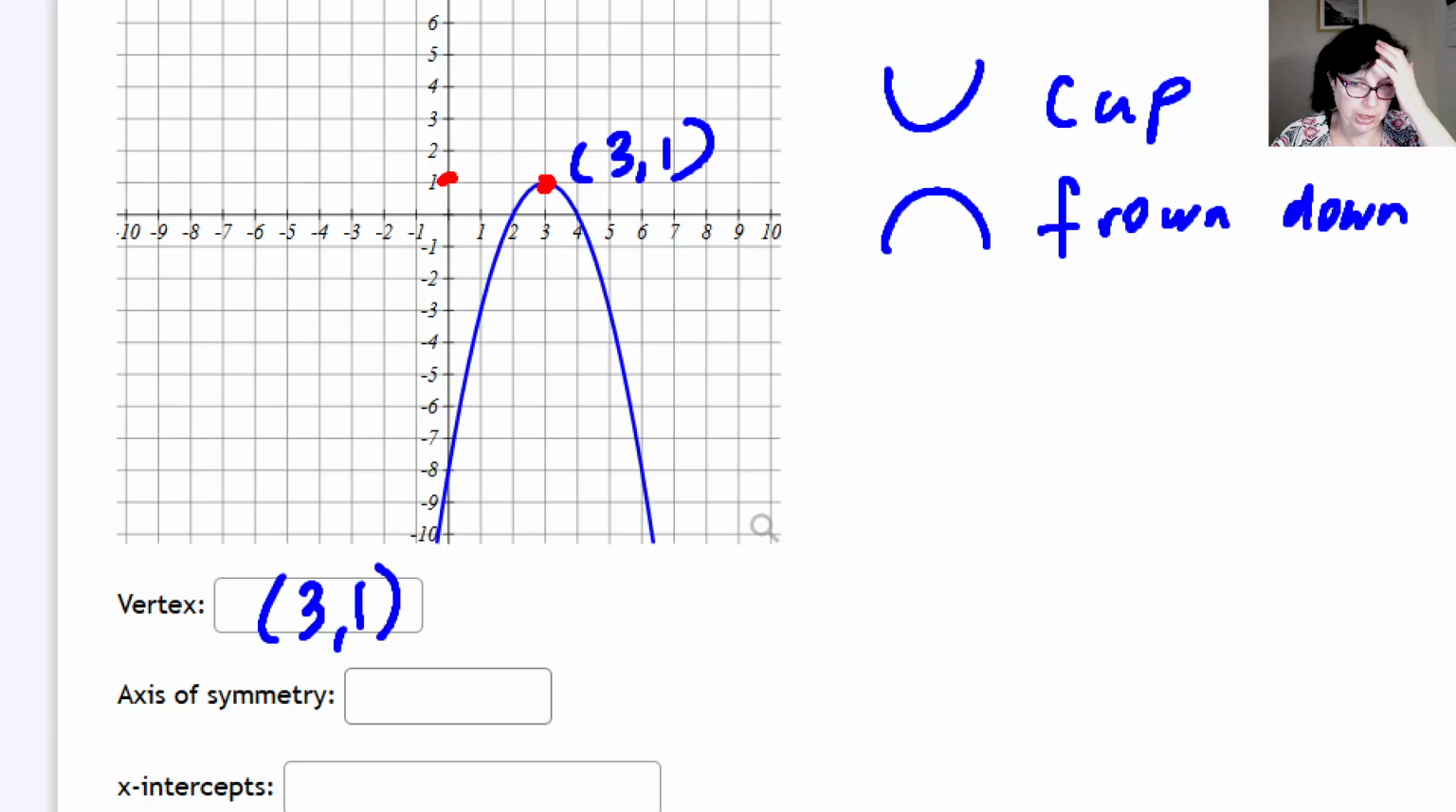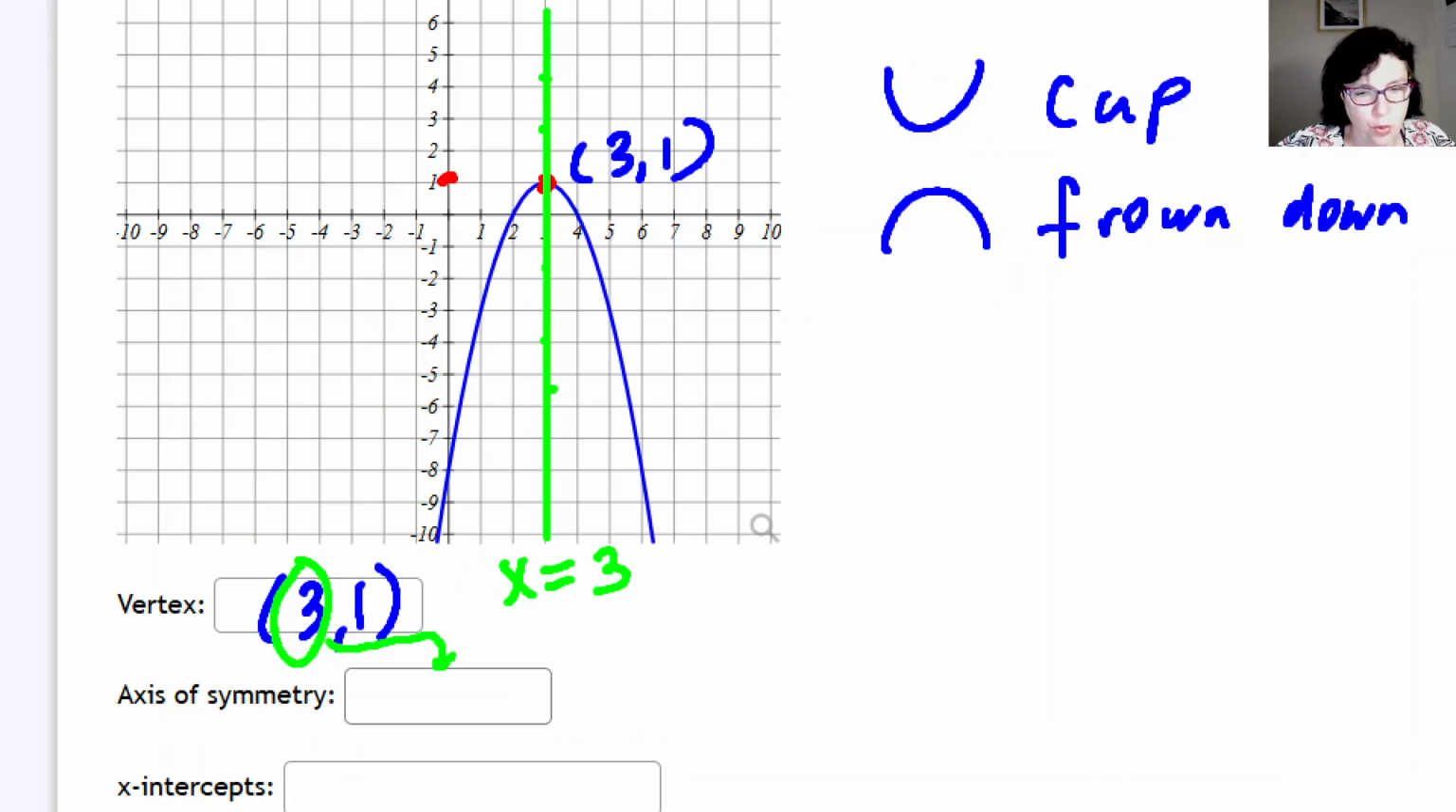Now, in terms of the axis of symmetry, where is it going to be? I want you to remember that it always goes through the vertex, and it's a vertical line. Because it's a vertical line, it's going to have an equation x equals something. Remember that any point on this vertical line has the same x, different y's, but the same x. What x is the same? x equals 3. Notice how that's the x coordinate of the vertex, and that will go over here. So that's going to be x = 3.